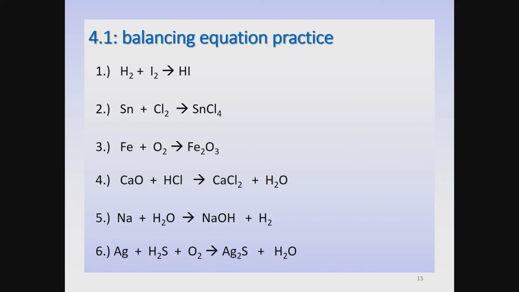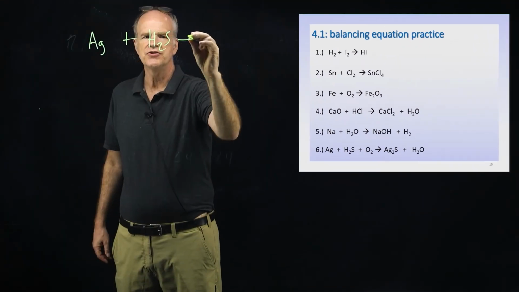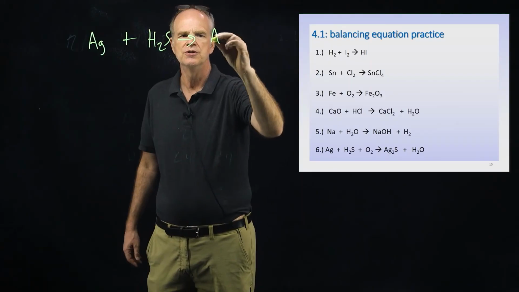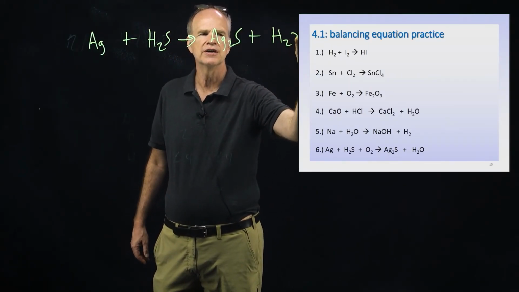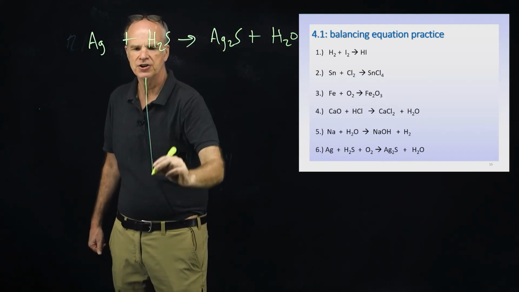And this will be the last one. So we have silver plus H2S, which is hydrogen sulfide, gives you silver sulfide plus water. All right. Okay, so let's set up our chart.